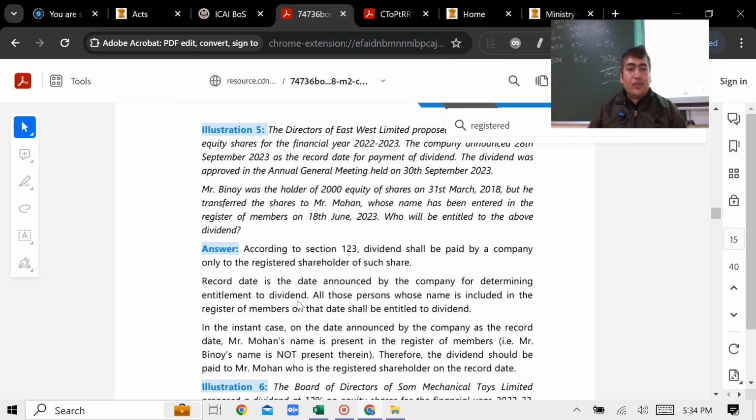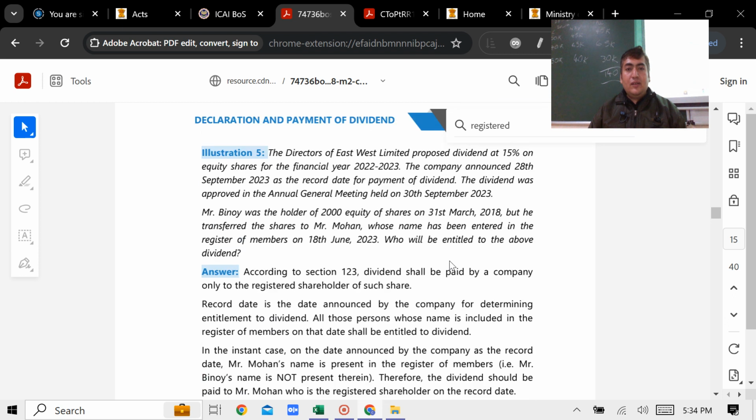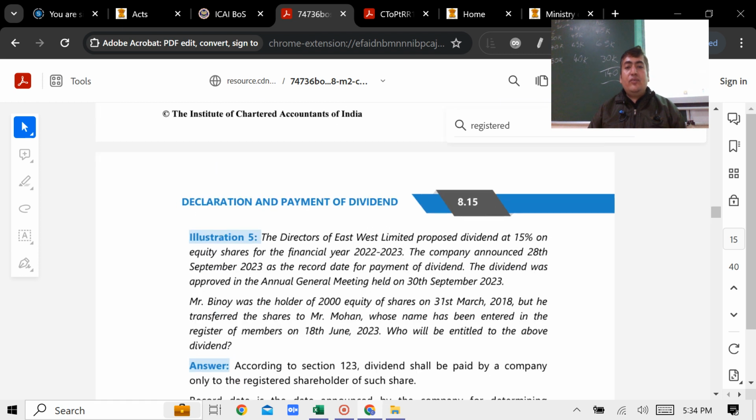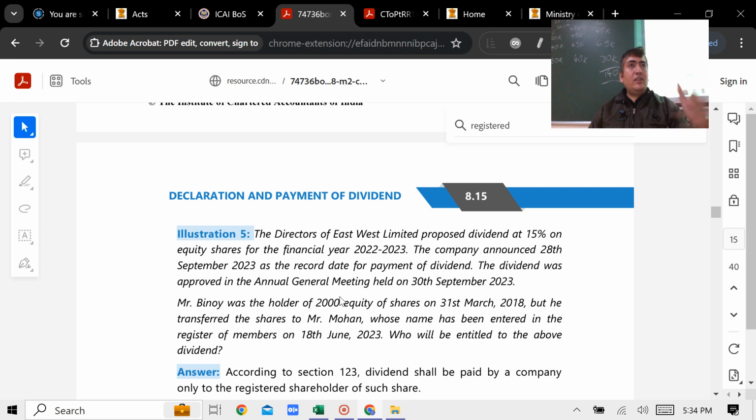Here it is, see. The directors of East West Limited proposed a dividend of 15% on equity shares. The company announced it on 28 September. So what's the date of declaration? As per the record, the dividend was approved in the AGM. That is fine, but this data is irrelevant. Let's read this data now.